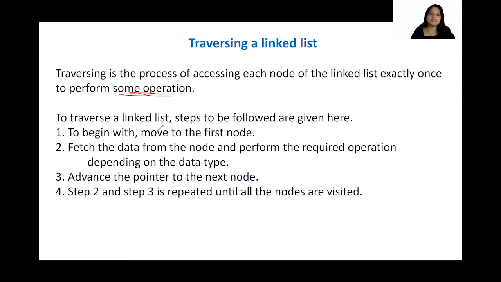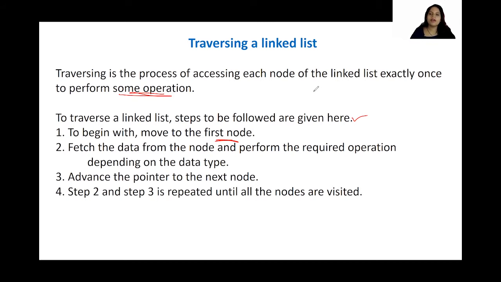Now, to traverse a linked list, the steps to be followed are given here. So what are those steps? To begin with, move to the first node. Then fetch the data from the node and perform the required operation depending on the data type. Advance the pointer to the next node, and step 2 and step 3 are repeated until all the nodes are visited.